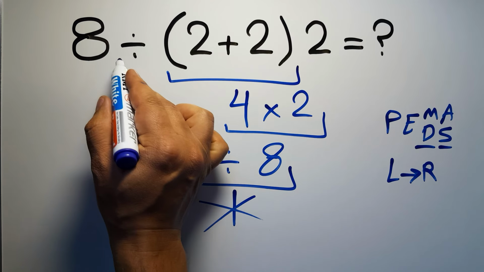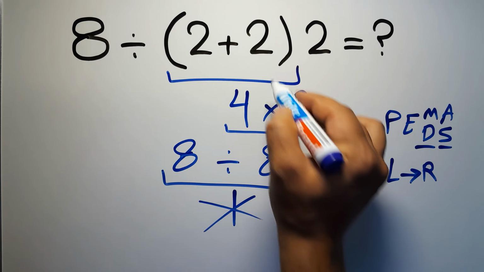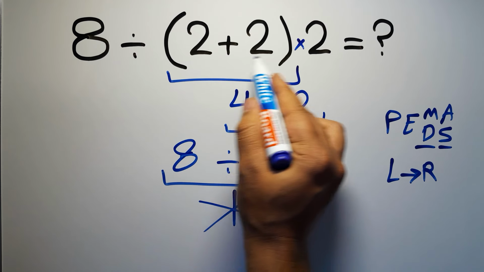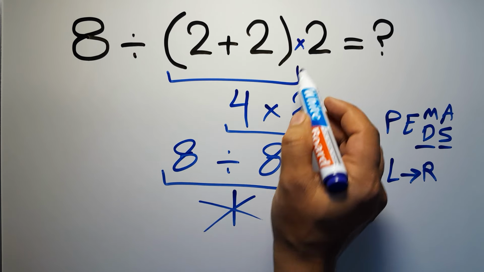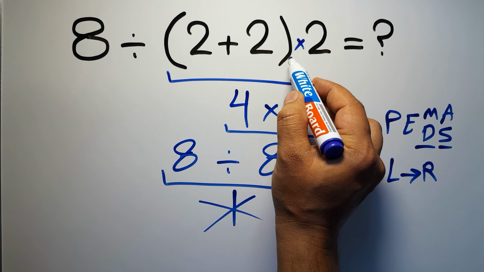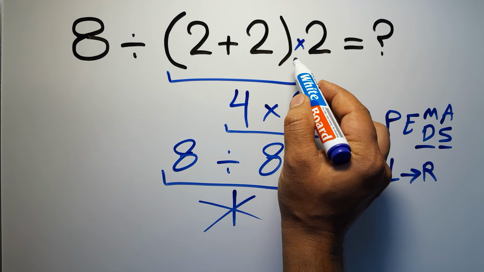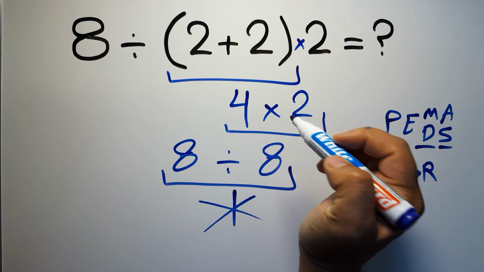In this expression, we have one division, one parenthesis, and one multiplication. And inside this parenthesis, we have one addition. Here we have a multiplication because in mathematics, when a number is placed next to parentheses, it means multiplication. And we usually don't write the multiplication sign for brevity.